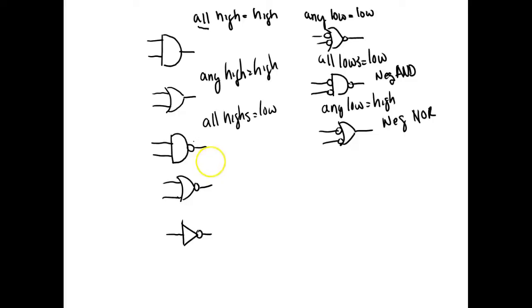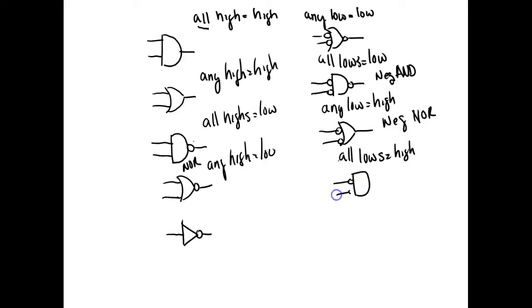What would I say here? Any high equals a low. Now this is a NOR. Why is it a NOR? Because there's a bubble on the output? No. It's a NOR because the inputs are high active, the output is low active, right? So over here I'd say what? All lows equal a high. This is a negative NAND.